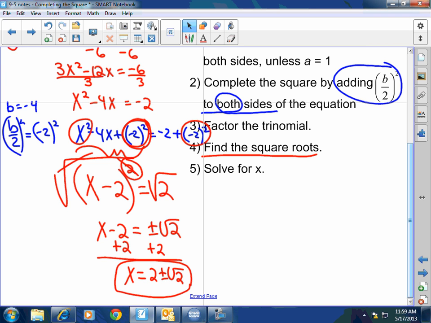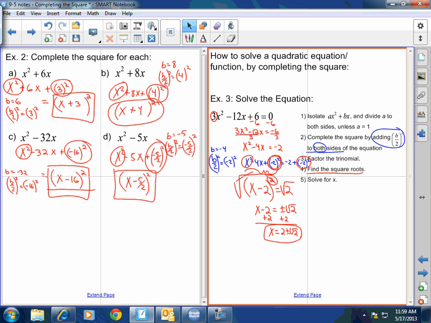Solve for x. Done. Talk to me, gentlemen. We're going to do plenty of problems, but I want to make sure I help you out right now so you can really flow with the examples. Please and thank you. Sir.